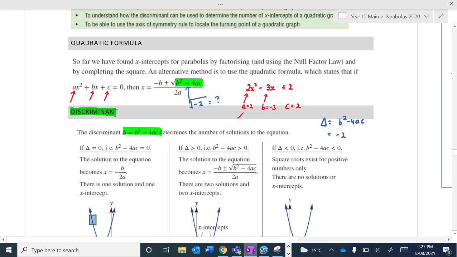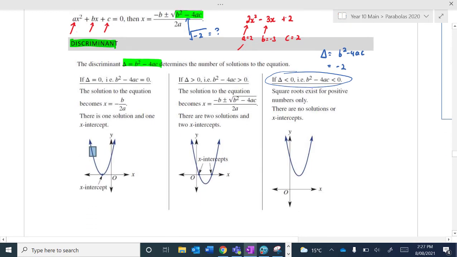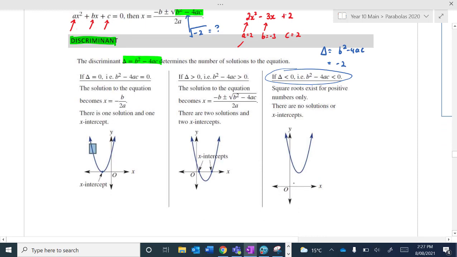If we go back here, the discriminant is such a powerful tool. If we want to find out how many intercepts we have, well, the first one is if the discriminant, in other words, if that stuff in the square root is less than 0, then it's basically saying there are no x-intercepts. And as you can see here, there are no x-intercepts. This graph does not cross the x-axis.